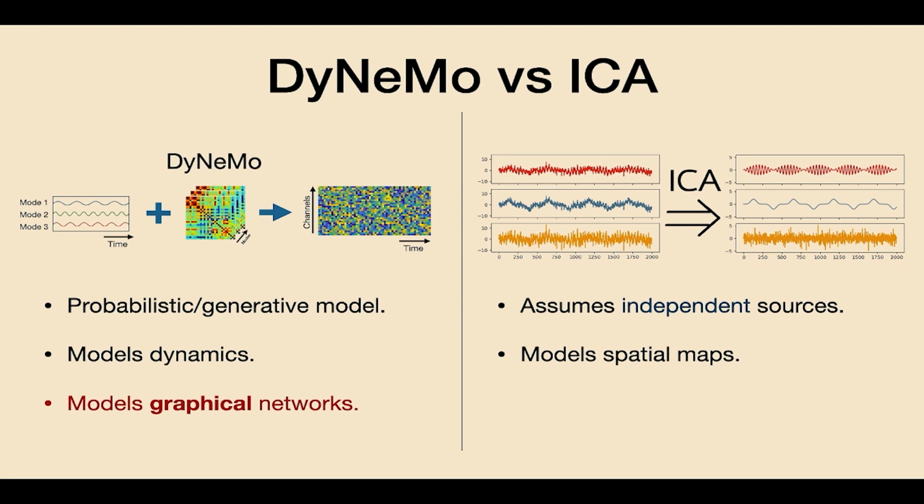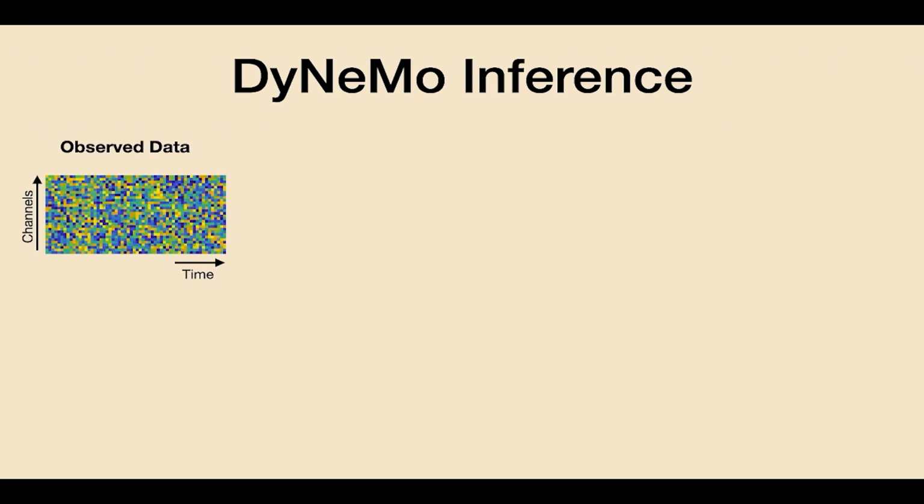models the dynamics and the connections, and is also an explicit model of the dynamics within the data. Okay, so we have our model. We would like to fit this to our observed data. How do we do this?